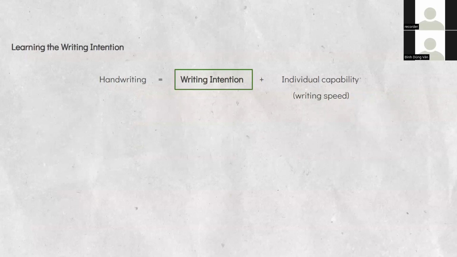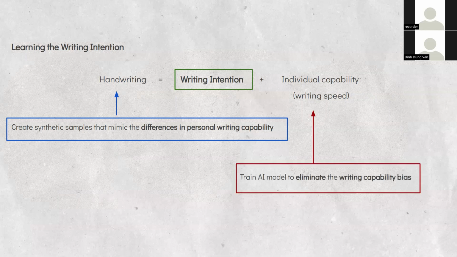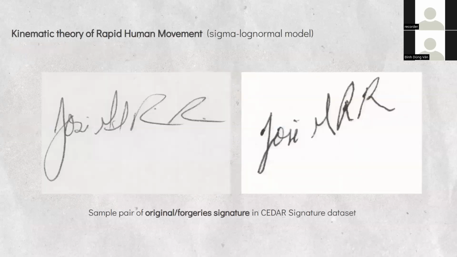So what we intend to do is first create synthetic samples of handwriting that mimic the differences between people's writing capabilities, and we train the model to remove this kind of factor bias. Therefore, the output could be the writing intentions. We rely on a technique called kinematic theory for rapid human movement.